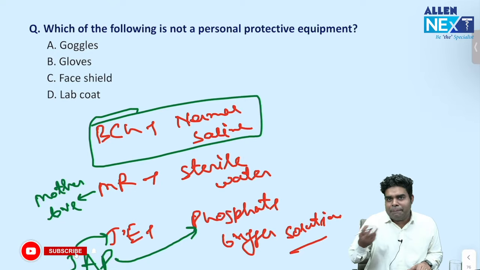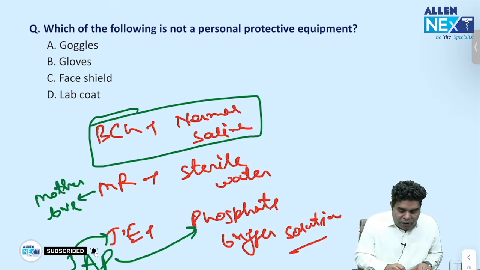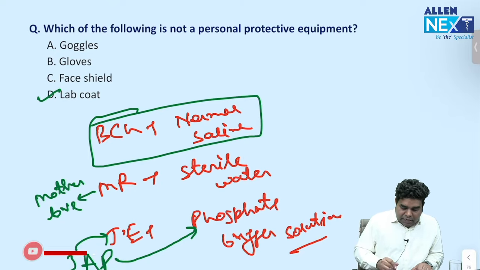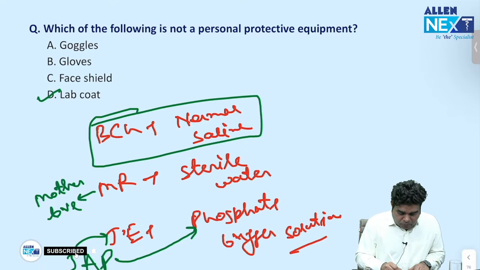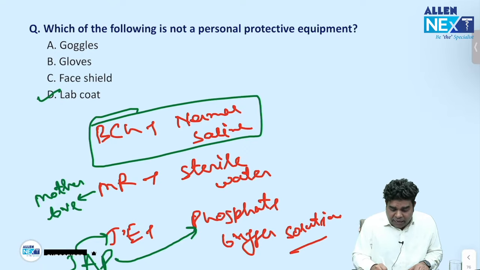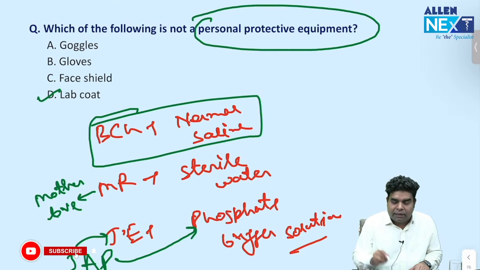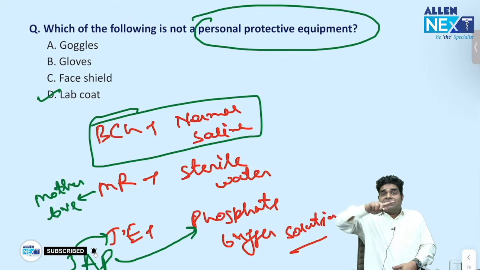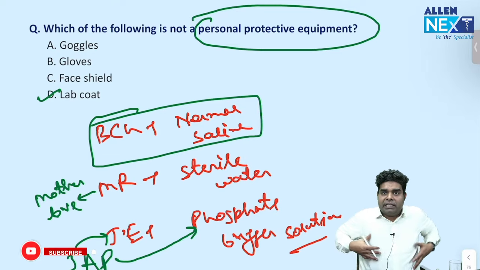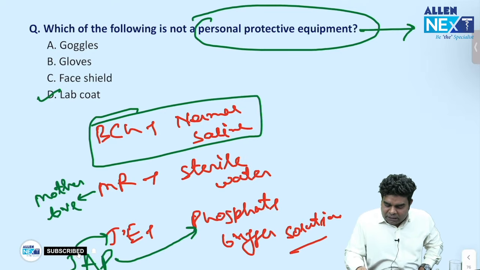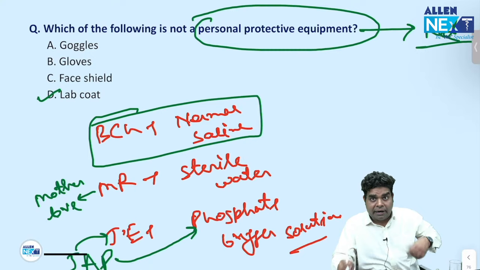Lab coat is not a PPE, of course. Now, do remember that if they ask in which category you throw PPE: the original PPE was of plastic, white color with blue chain. And plastic always goes in red, so the PPE kit goes in red.